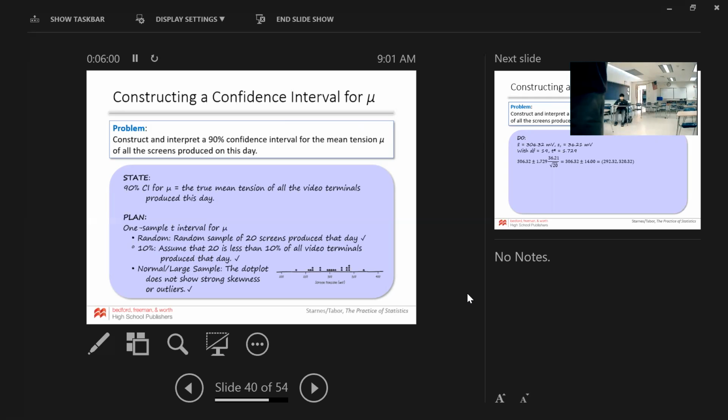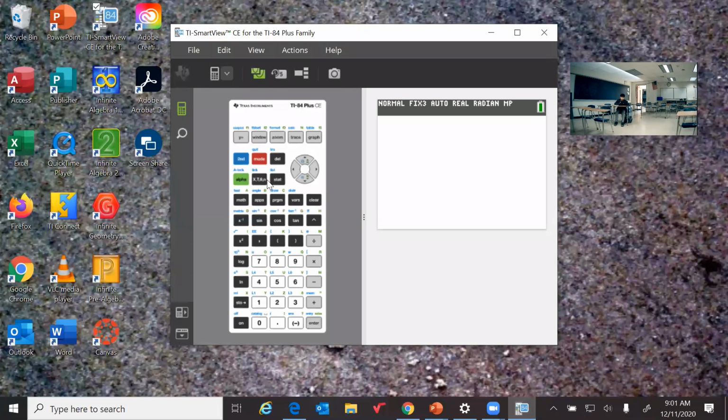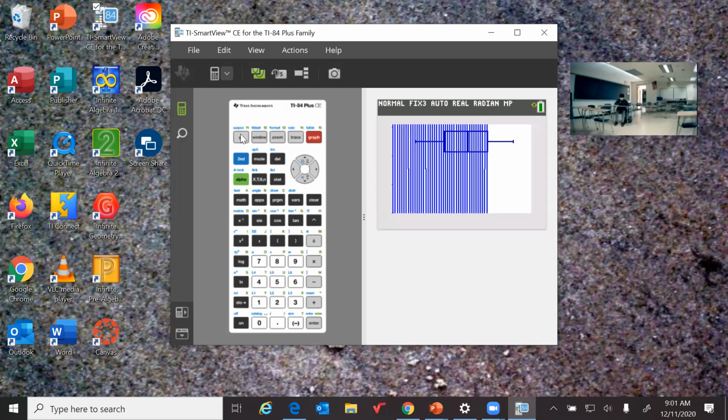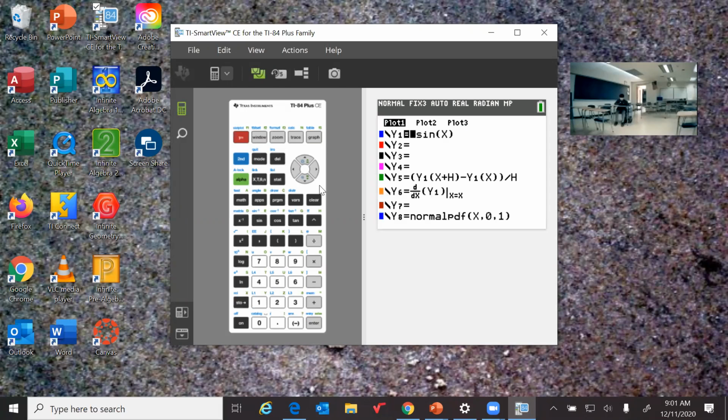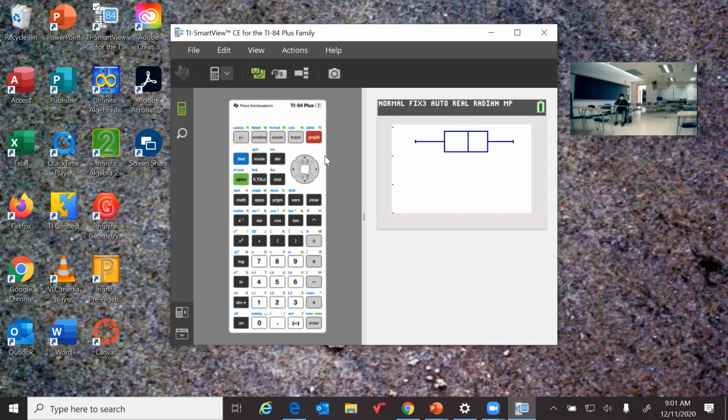So, don't spend time putting this in your calculator. I did it. You're welcome. So I put all those values in a list. And there's the box plot. So what do you notice with the box plot? It's symmetrical.